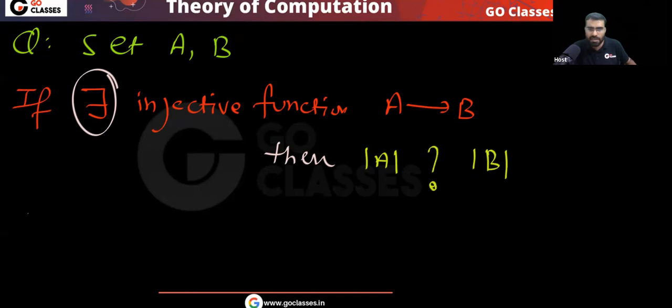What can you say about their cardinality? The answer will be that the cardinality of A is less than or equal to the cardinality of B. Yes or no? Agree with me? Okay, so it's a very simple point.